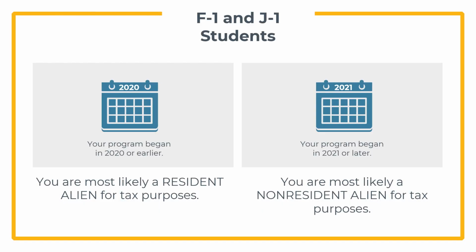F1 and J1 students are considered non-resident aliens for their first 5 calendar years in the U.S. If you are an F1 or J1 student, you may be a resident alien for tax purposes or a non-resident alien for tax purposes, depending on when your program began and when you entered the United States.